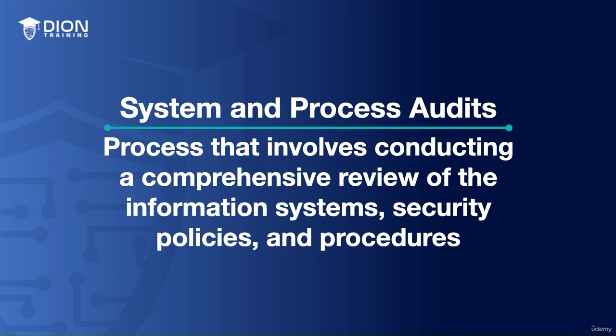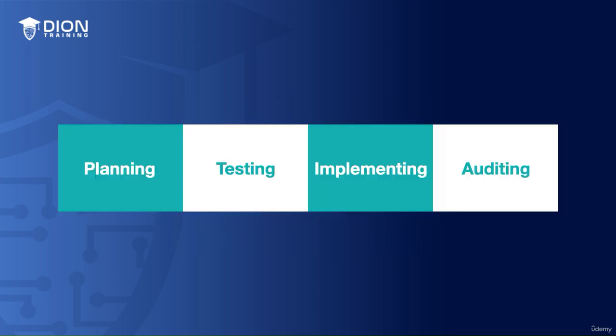Fourth, we have system and process audits. Now, system and process audits are a process that involves conducting a comprehensive review of your information systems, security policies, and procedures. These audits help to ensure that your organization adheres to the security best practices and relevant industry standards. When it comes to identifying vulnerabilities, you should usually use a 4-step process of planning, testing, implementing, and auditing.